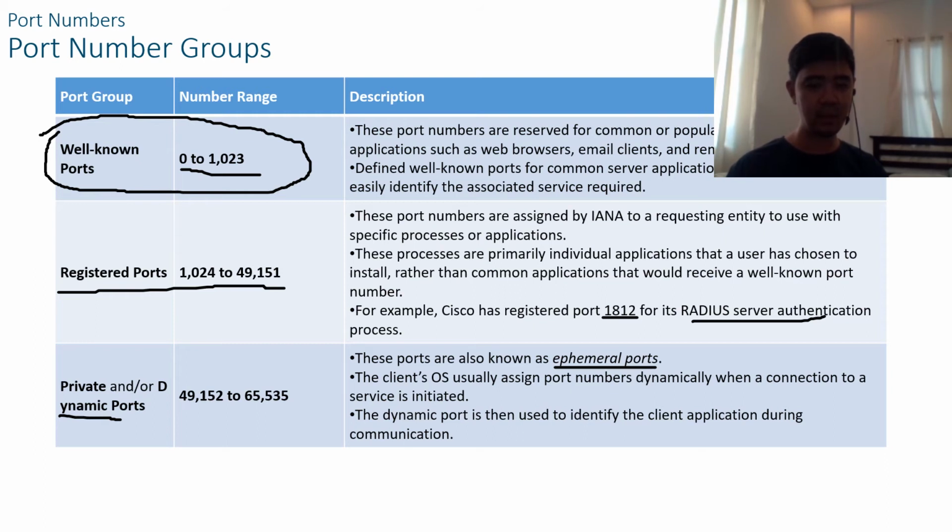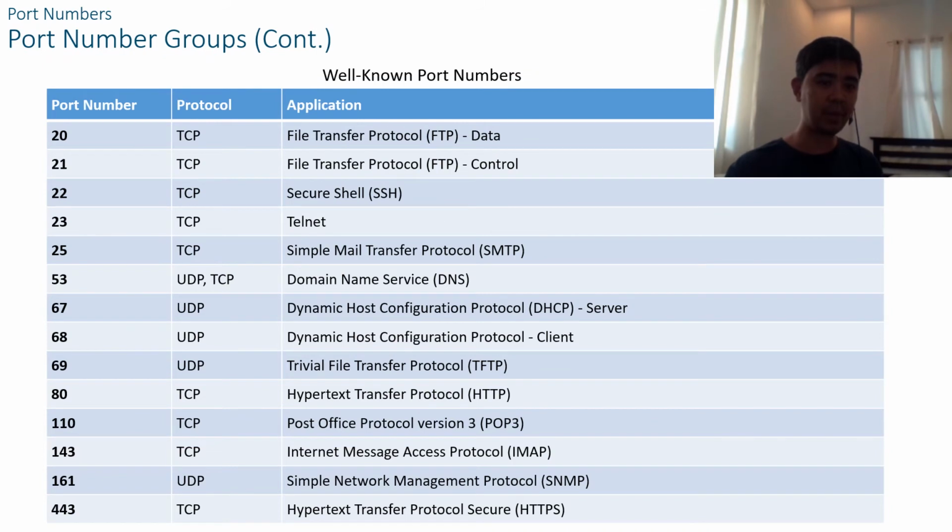And again, when an operating system initiates a connection, it will assign a port number, and usually it is in the range of the private or dynamic ports, that is 49152 to 65535. So these are the port numbers. Again, there are 1024 of them, but those listed here are the important ones that you need to memorize. You have to take note of these port numbers.